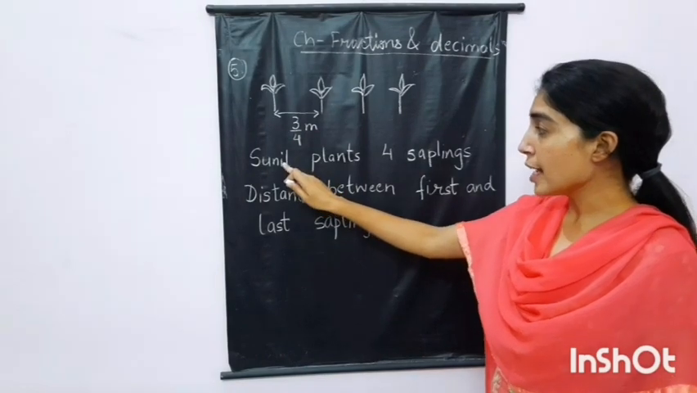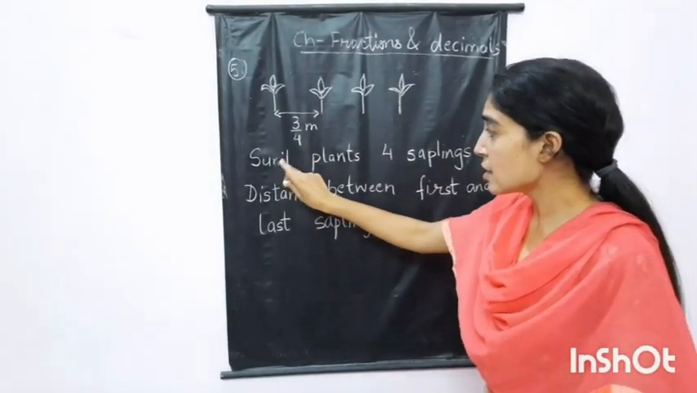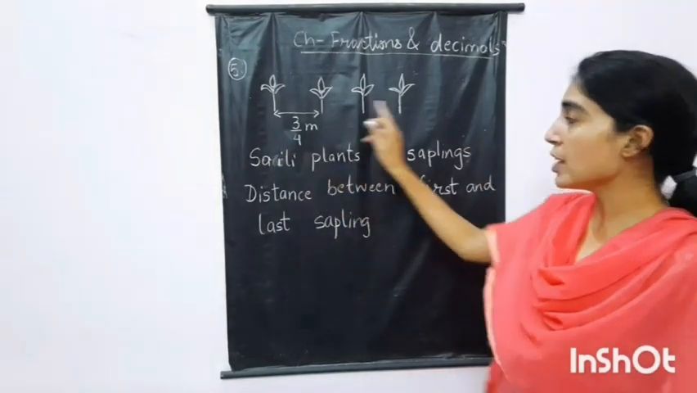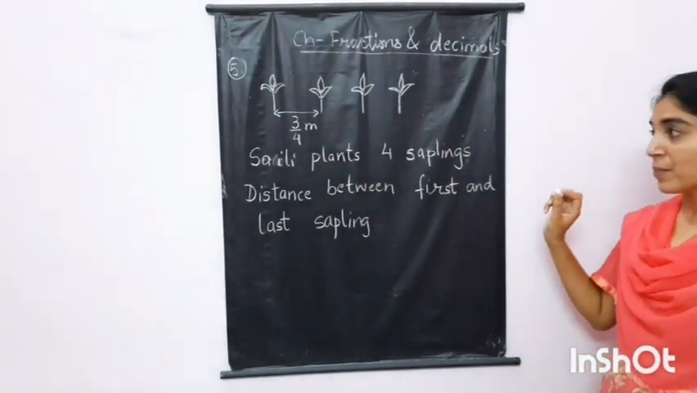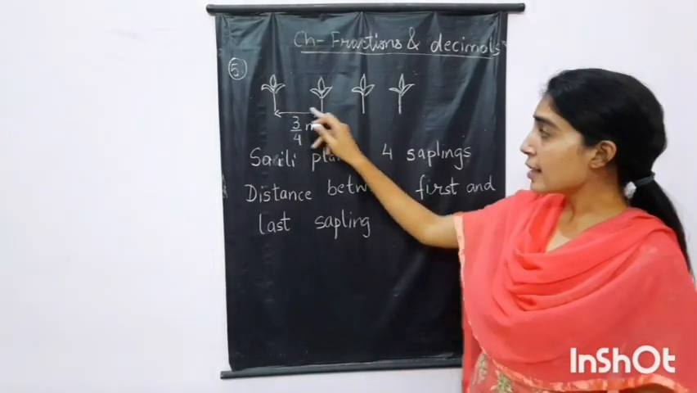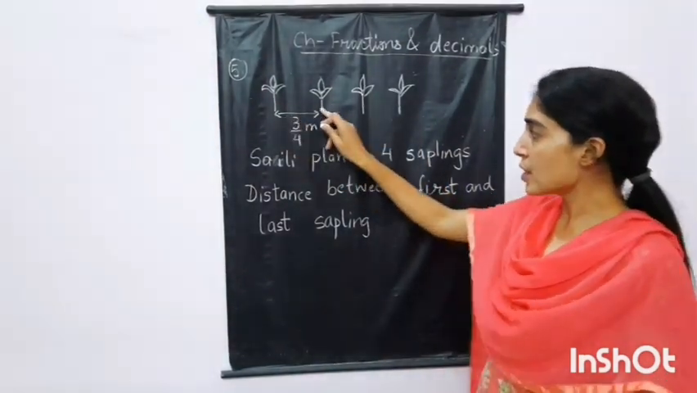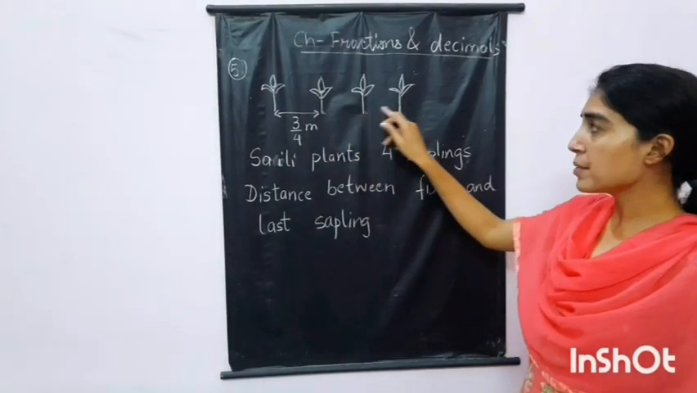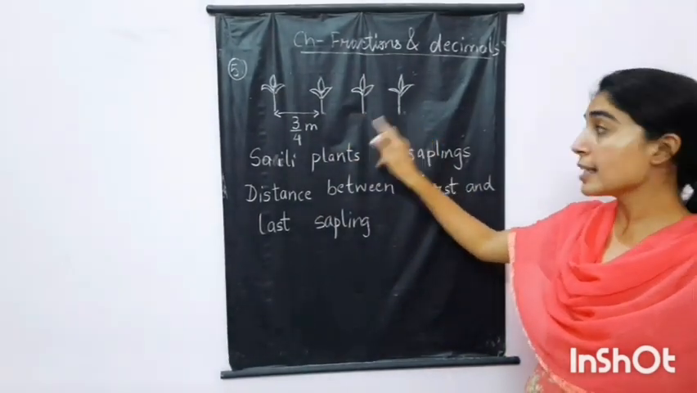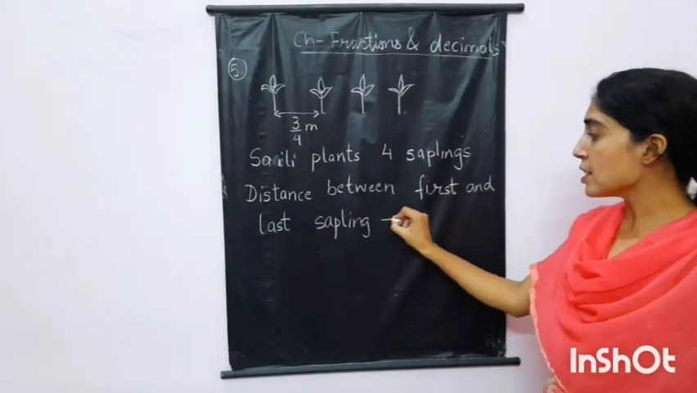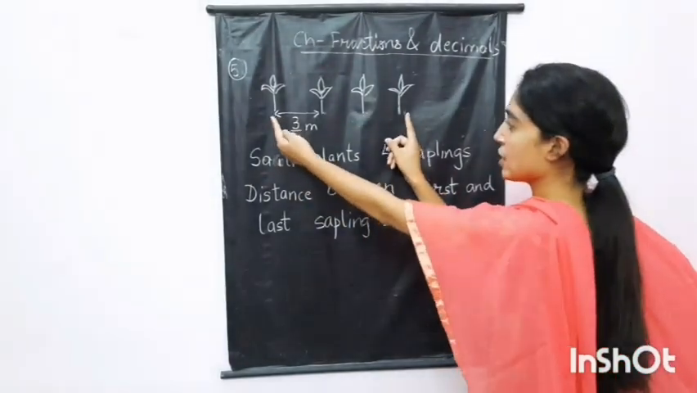So Sally planted how many saplings? 4 saplings. So we have to find the distance between the first and last sapling. Let's see in the diagram how much the gap between them is. This is the first gap, this is the second gap, this is the third gap. So we are getting the same gap 3 times. So what will be the distance between the first and last sapling? This much distance we have to find.